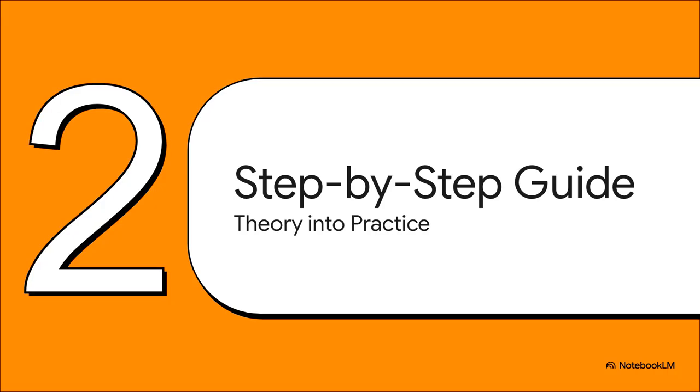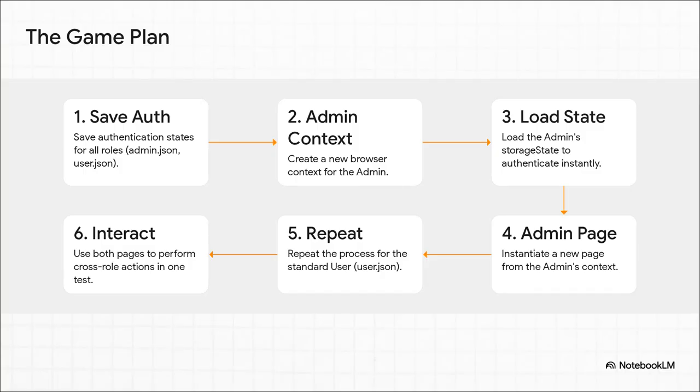All right, enough theory. Let's get our hands dirty and actually see how you put this into practice. This is where it all comes together. So here's the high-level plan. First, you save the login state for each of your user roles into its own file. Think admin.json and user.json. Then, inside your test, you'll create a new context just for the admin and load their auth file. From that context, you pop open a new page. Then you just rinse and repeat for the user. And what do you get? 2 completely independent pages, admin_page and user_page, ready to go in the very same test.